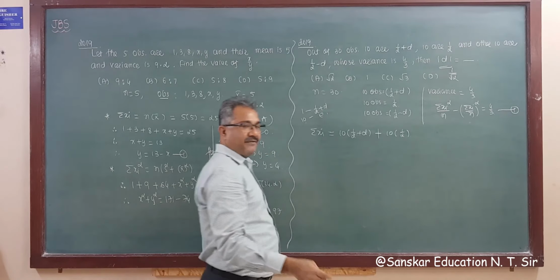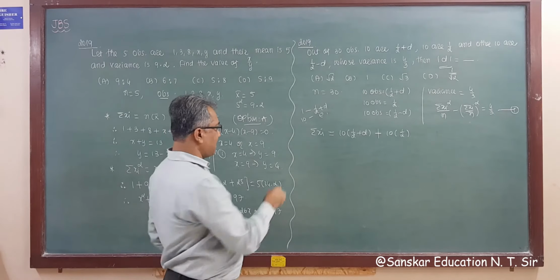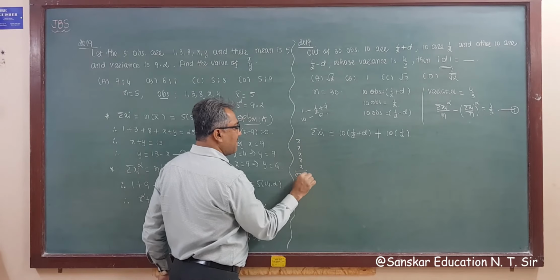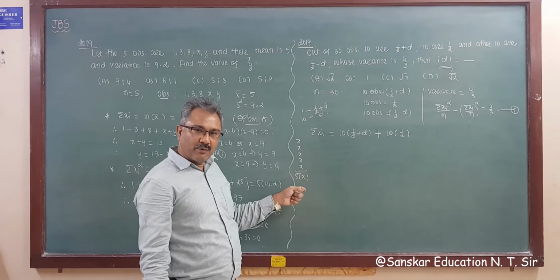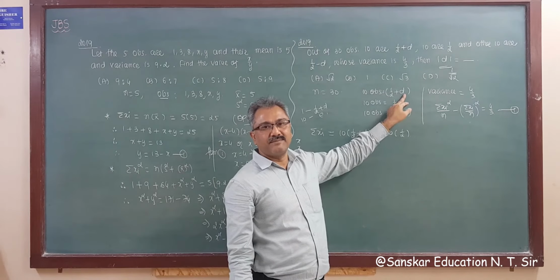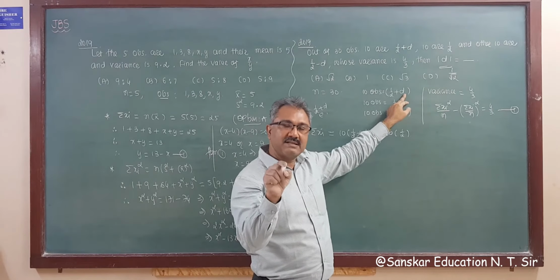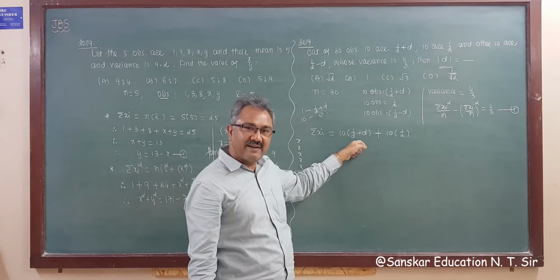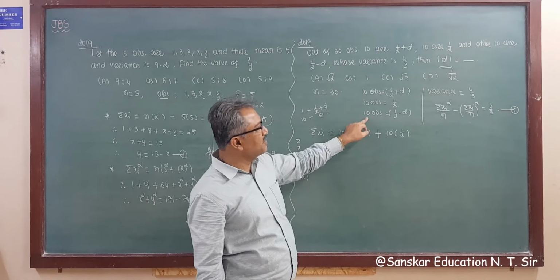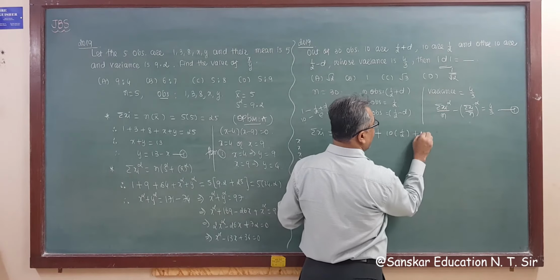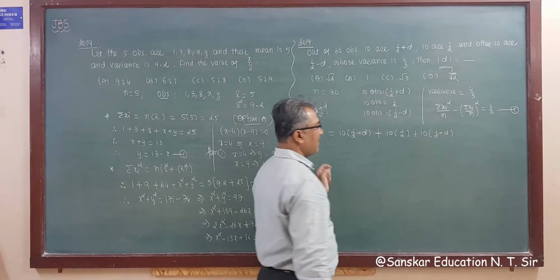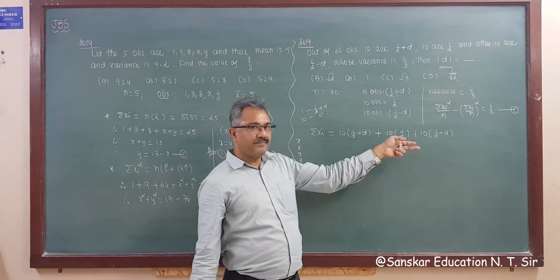Got it? If we have 5 times x, then x five times, so when we add, we write 5x. If 5 observations are x, then we write 5x. So 10 observations are half plus d, that is 10 times half plus d. Then another 10 observations are half minus d, that is plus 10 times half minus d. Right? So 10 is common.